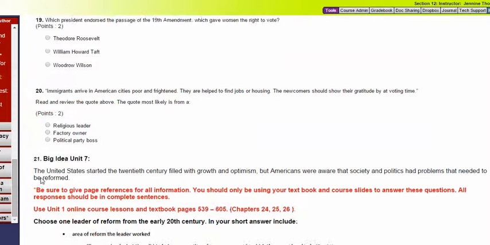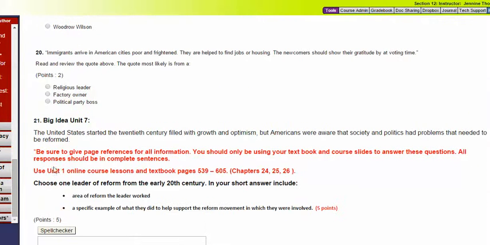Our last multiple choice question is number 20. Immigrants arrive in America's cities poor and frightened. They are helped to find jobs or housing. The newcomers should show their gratitude at voting time. Read and review the quote above. The quote most likely is from a religious leader, a factory owner, or a political party boss.